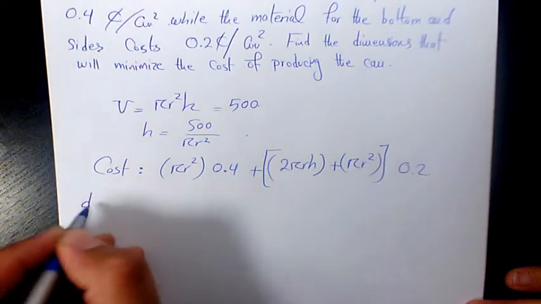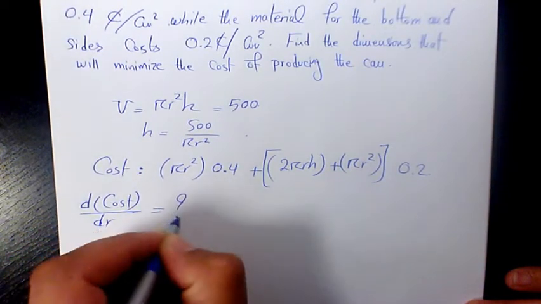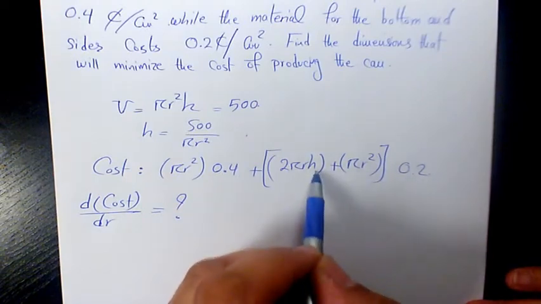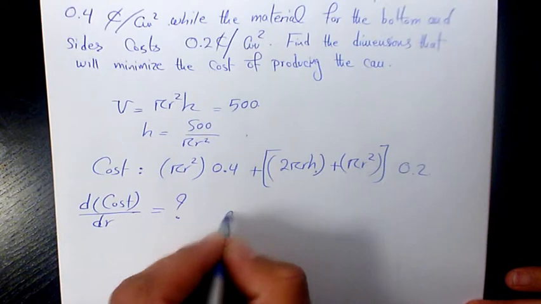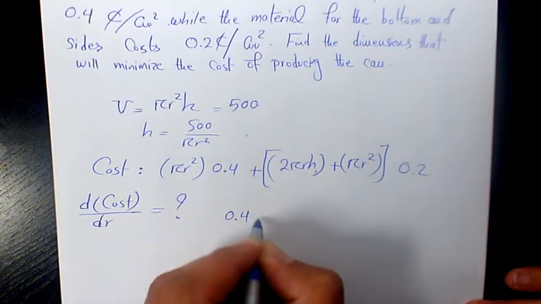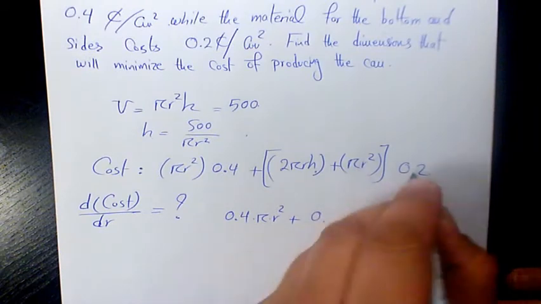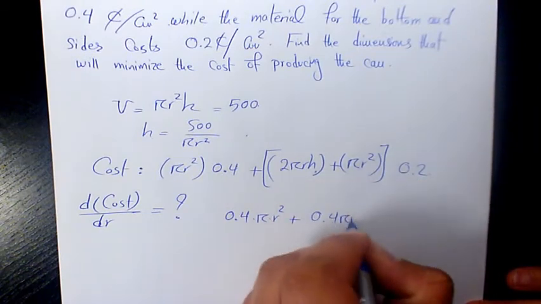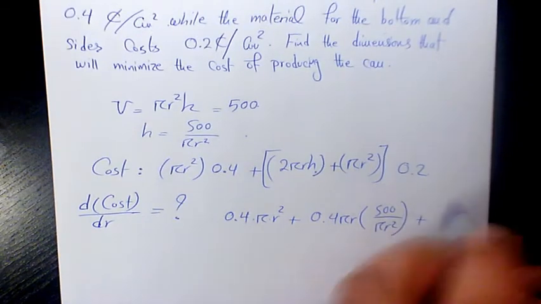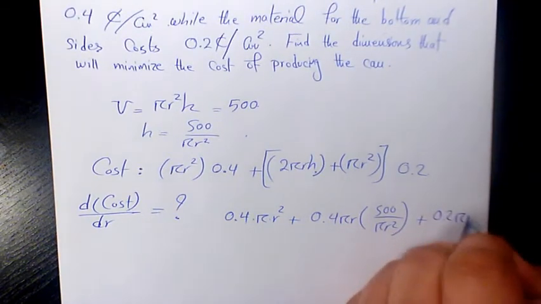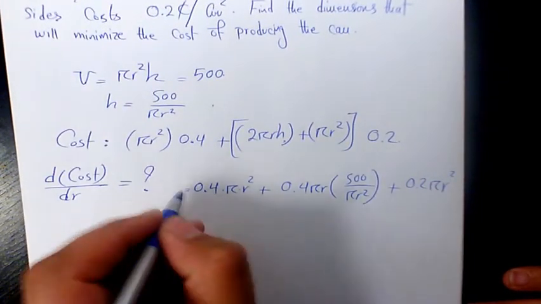Now we need to find the derivative of cost with respect to r. Before that, I'm going to get rid of h. Instead of h, I can put 500 over pi r squared. So it's going to be 0.4 times pi times r squared plus 0.4 pi r times 500 over pi r squared plus 0.2 pi r squared. That's the cost.